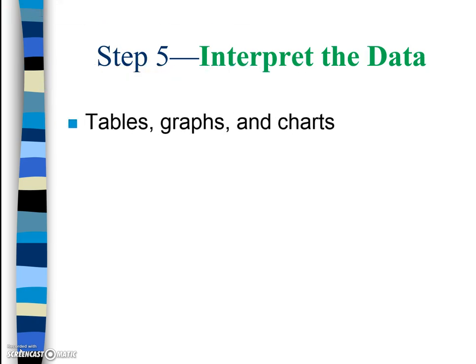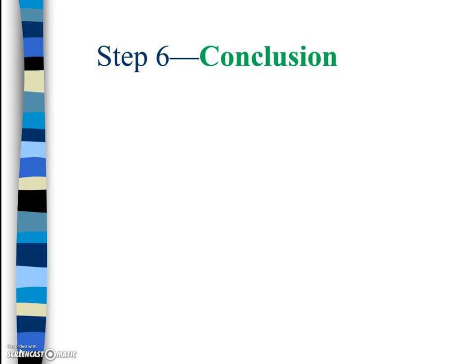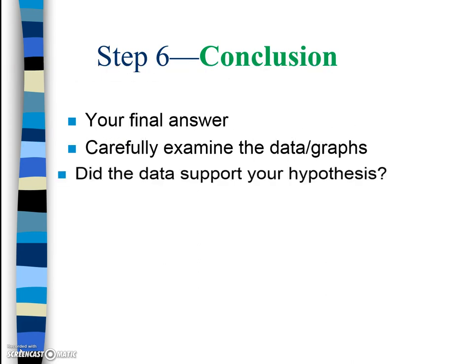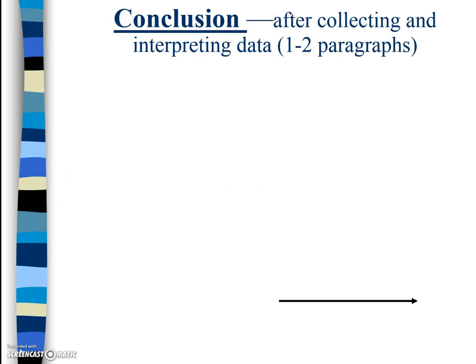Interpreting the data. So step 5, you can always have tables, graphs, and charts. You can use this to compare the data. And finally, step 6, conclusion. This is basically your final answer. You'll carefully examine the data and the graphs and then make your conclusion based off that. You also need to answer the question always, did the data support your hypothesis? So was your educated guess wrong? Was it right? And if it was wrong, how are you going to change it?